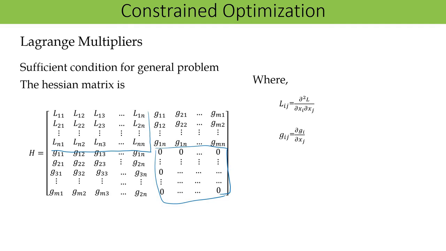So this is for your n variables and m constraints. So I can write the Hessian matrix like this. And once you get the Hessian matrix, find out whether the Hessian matrix is positive definite, negative definite, or otherwise, and you can tell whether that is a minima, maxima, or neither minima nor maxima.